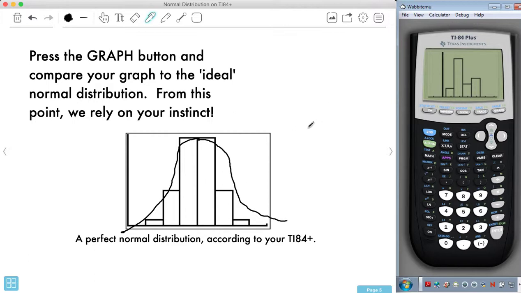Well, for this question I would have to say no, our data is not normally distributed because it doesn't follow the pattern that you see on here.